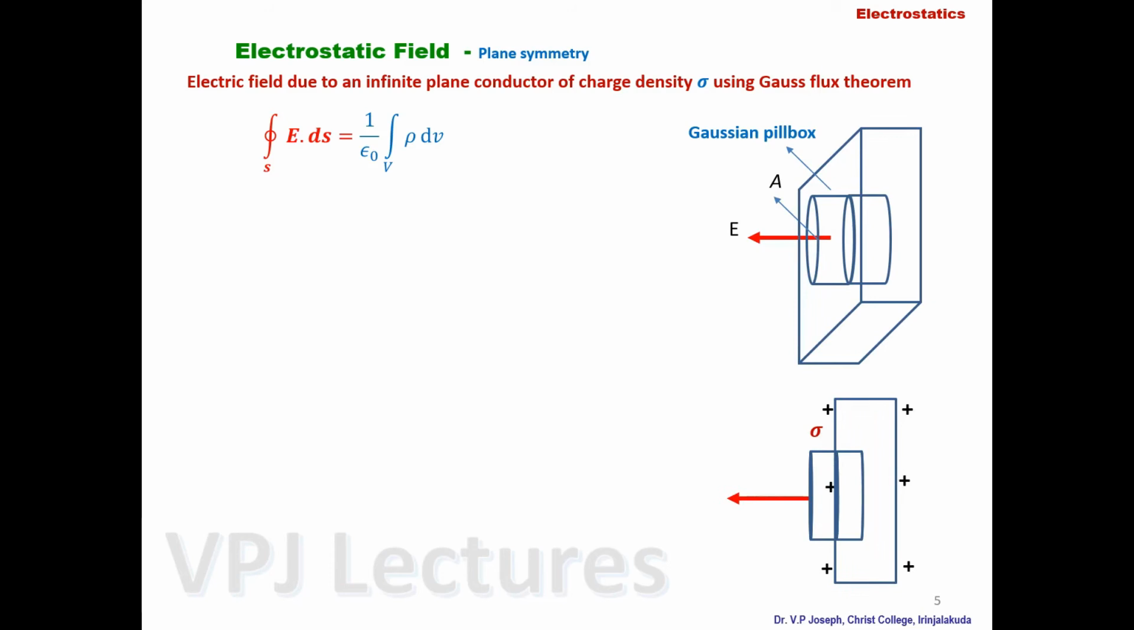Now as the second case, let us consider a flat sheet of charge, with the surface charge density sigma. When a charge is given to a flat surface conductor, a sheet conductor like this, due to the property of the charge distribution, we can see that the given charge distributes over the surface. So the charge distribution there will be on both sides of the conductor.